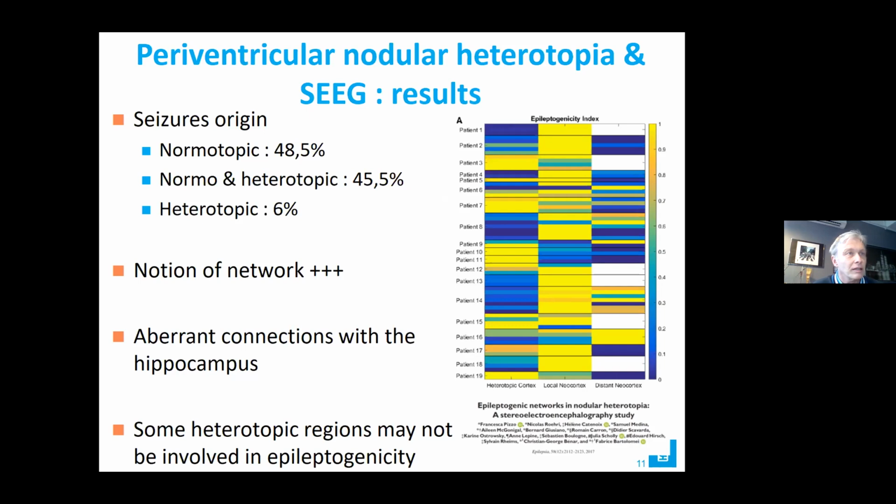It is classical to say also that the notion of network is crucial for any epilepsy, okay, but especially in case of heterotopia. It is also classical to say that there are very often aberrant connections between heterotopia and hippocampus. And lastly, no surprise that some heterotopic regions may sometimes not be involved at all in any epileptogenicity. So all these data are, of course, crucial to move on to the next chapter, namely the therapeutic options which can be proposed for any given patient.